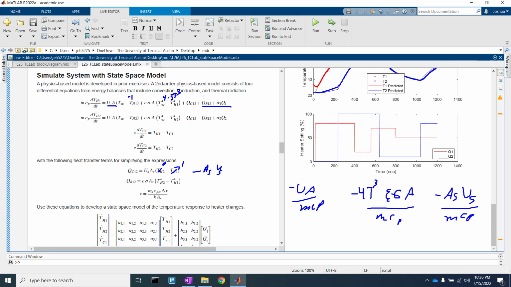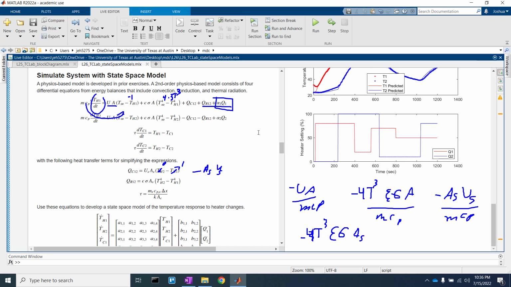And then finally we have our QR12, which is going to be similar to up here. It's going to be negative 4T to the third. This is going to be a 4, not a 3. And then that times epsilon sigma AS. 1, 2, 3, 4 terms. Finally, we have our alpha Q1, but that's not dependent on our T1. So the derivative of this with respect to TH1, we take the derivative with respect to TH1. And then that's where we have these 4 constants.